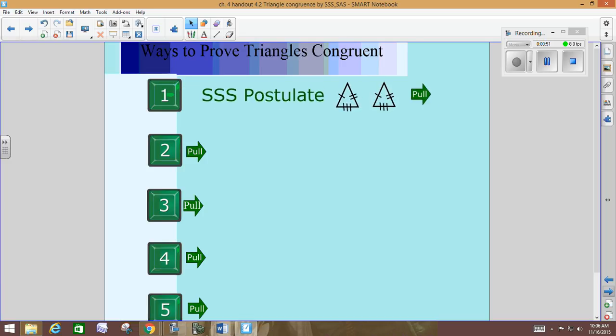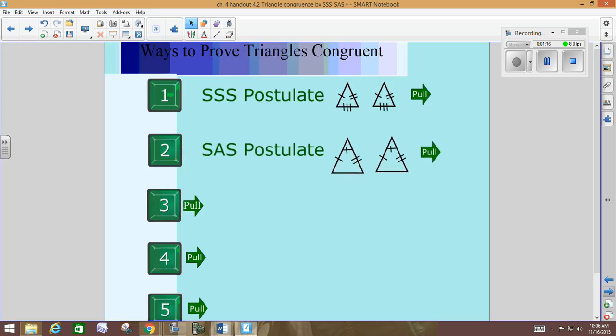The first one is called the side, side, side postulate, and it works in the fact that if 3 sides of one triangle are congruent to the 3 sides of the other triangle, then the 2 triangles are congruent. So you don't have to show me anything about the angles. You just have to say that the 3 sides of the first triangle are congruent to the 3 sides of the second triangle, and then they're congruent. Second one, side angle side postulate.